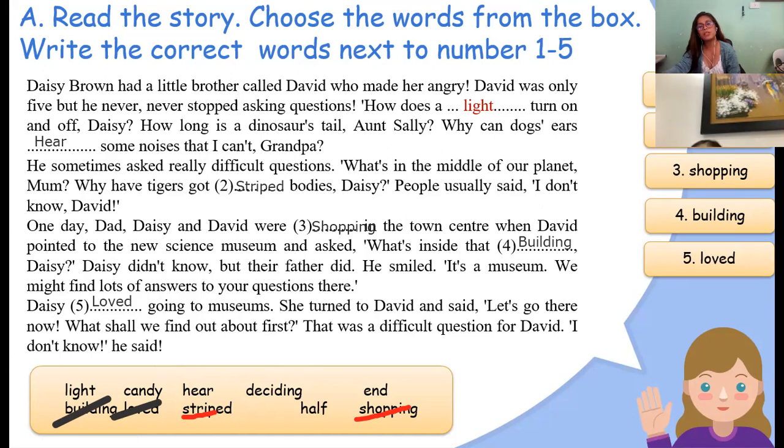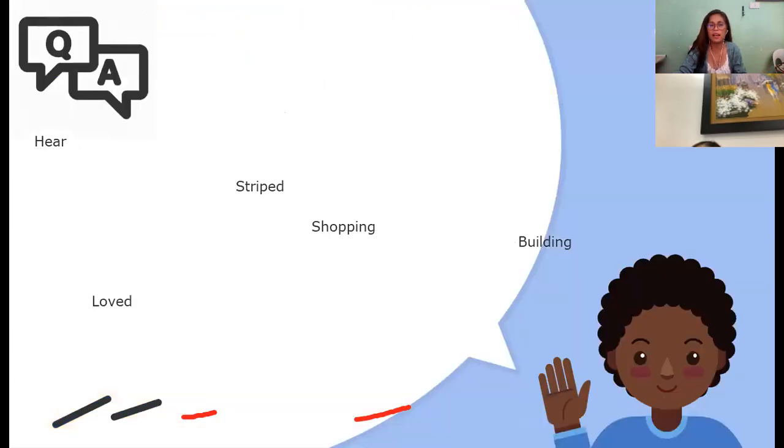Uyen, please read the answers here. Heads. Stripe. Shopping. Building. Love. Okay, very good. So these five words are the answers for these questions. Okay, so you had answered it quickly. Very good, Uyen. Okay, here. Next one, this. Okay, so we have here.